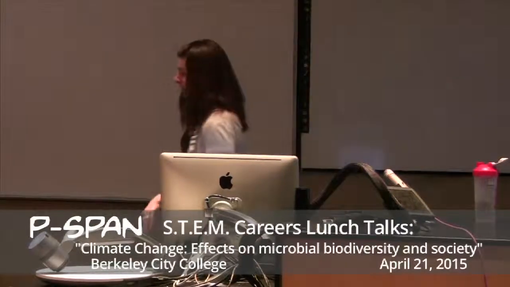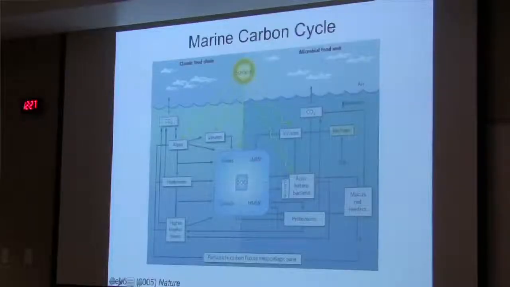This is a more in-depth depiction of the marine carbon cycle. I won't go into it too much since we covered the basics already, but CO2 can go in or out of the system, back and forth between water and the air. And the dissolved organic carbon or dissolved organic material is available for both the classic food chains or the higher organisms, or the microbial food web, so the bacteria and microorganisms.